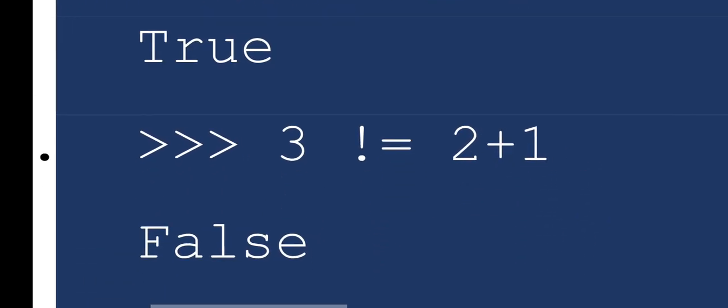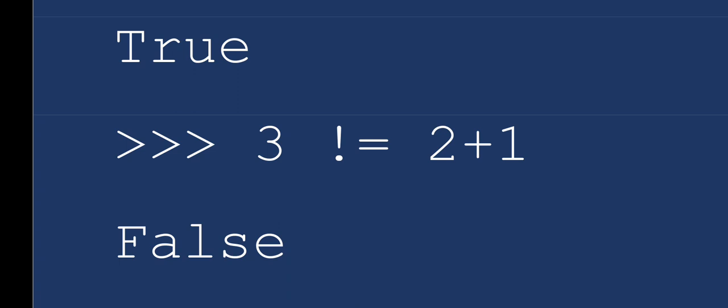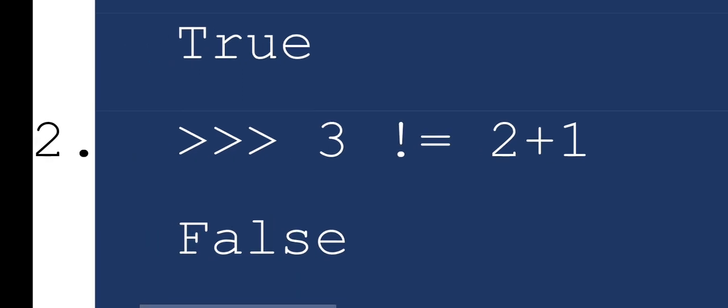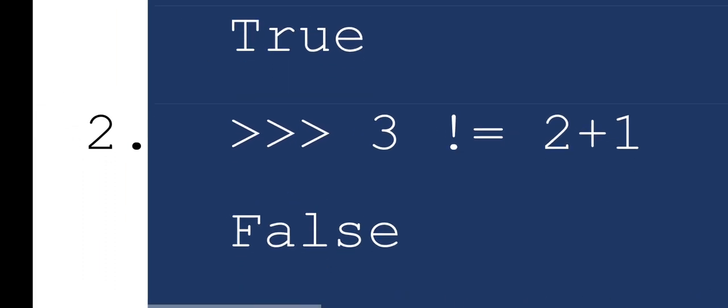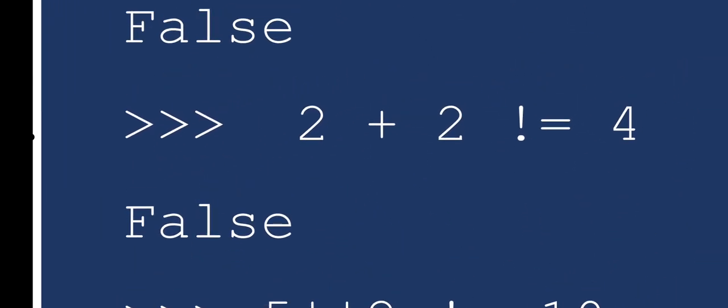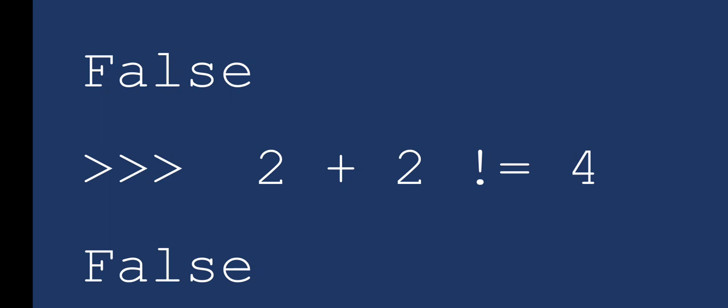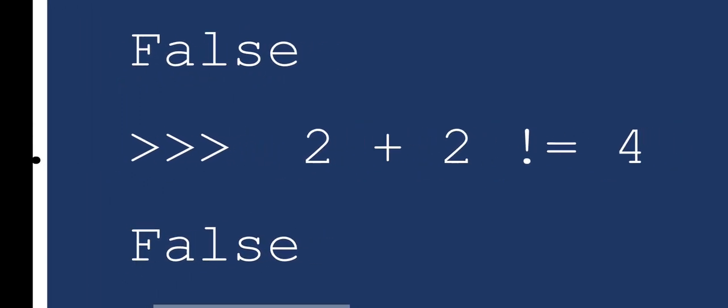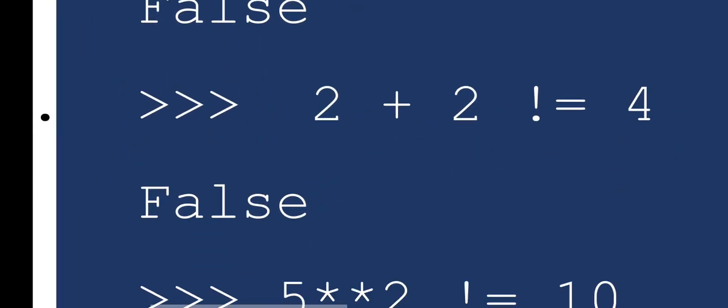Example 2, 3 is not equal to 2 plus 1? We know that it is false because 3 is equal to 2 plus 1 and the is not equal to operator looks for inequality. And example 3, 2 plus 2 is not equal to 4 and the output is false because 2 plus 2 is equal to 4.